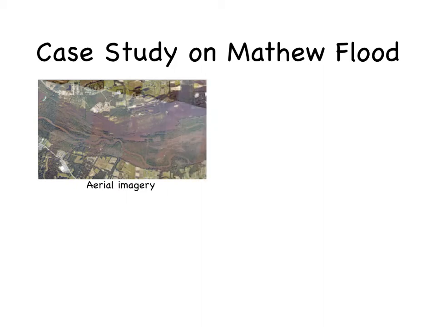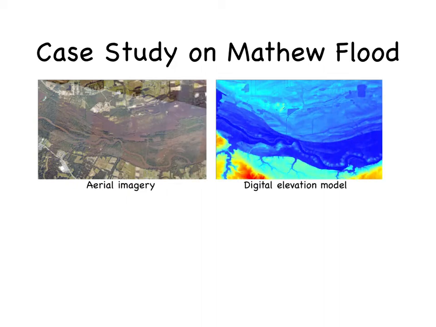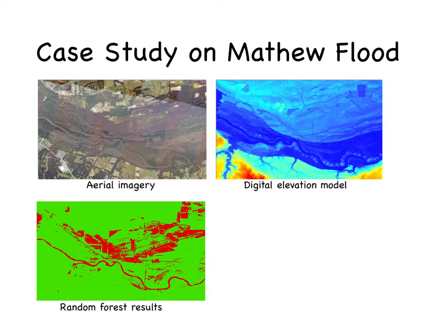Here are some results from a case study in Hurricane Mathew. The top 2 figures shows area imagery and digital elevation information. The lower left shows the result of random forest classification. And the red color shows the predicted flood locations. It can be seen that random forests only identify the exposed water surface.